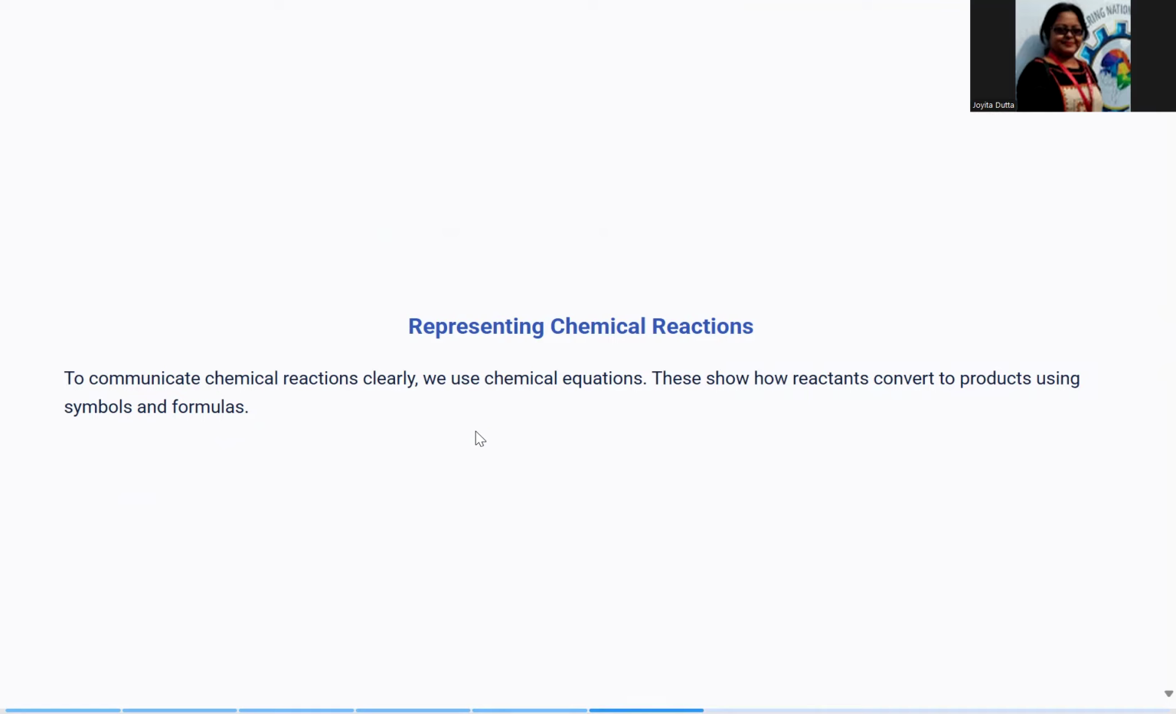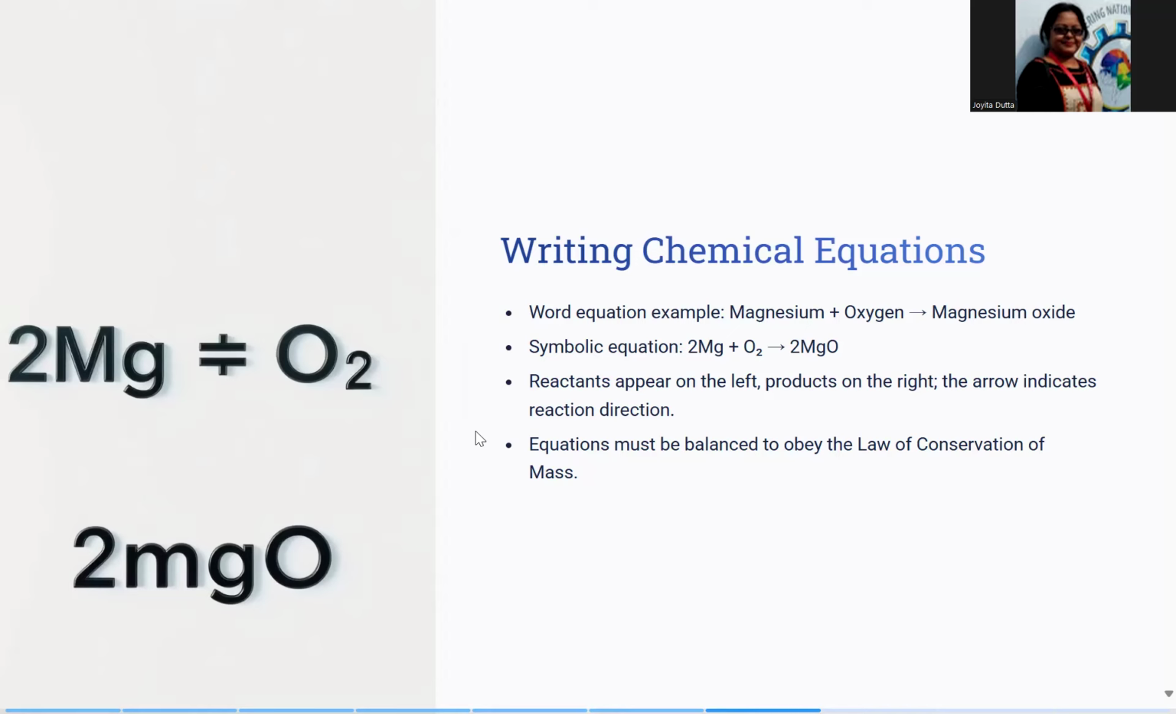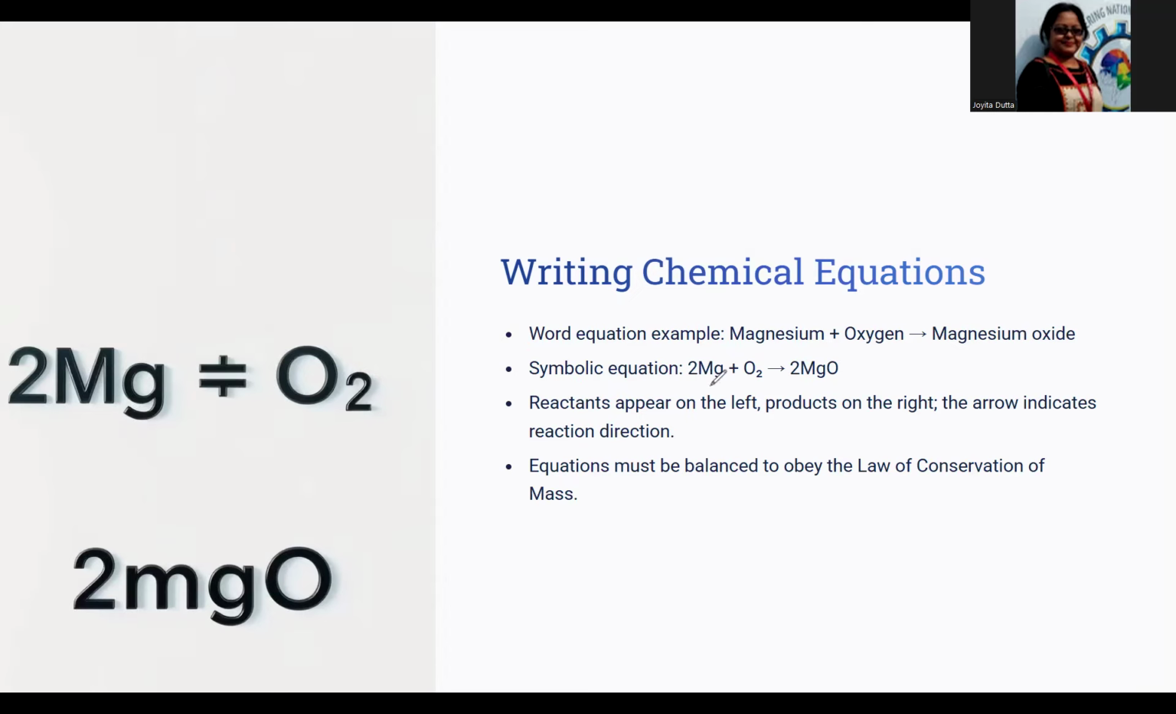Now, how do I represent a chemical reaction? To represent a chemical reaction, there is a chemical equation, and that is when we say how the reactants are forming the product. I was talking to you about this particular reaction where magnesium is there, oxygen is there, and which is forming magnesium oxide. So magnesium and oxygen, which are before the arrow, are known as reactants. Here the magnesium is a reactant, here the oxygen is a reactant, and here magnesium oxide is the product.